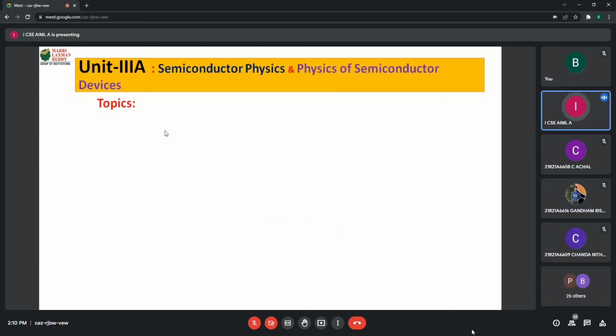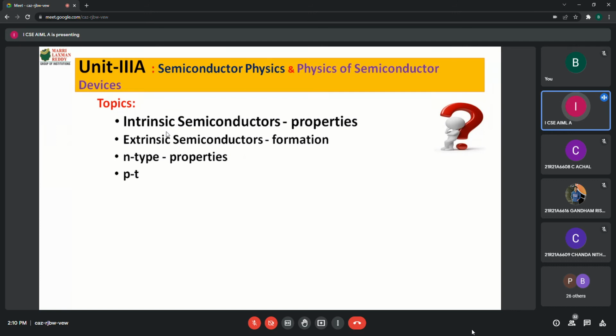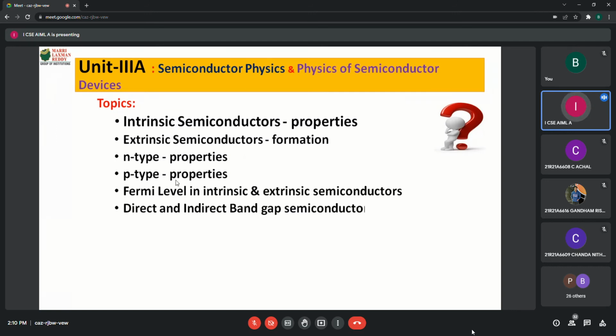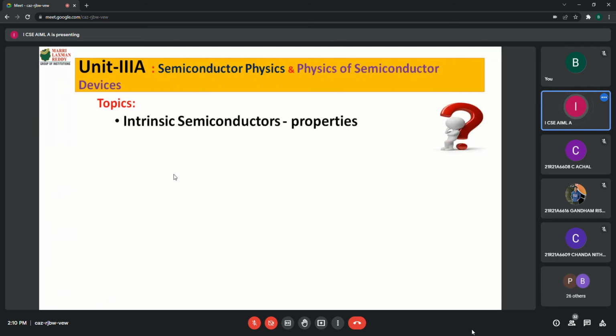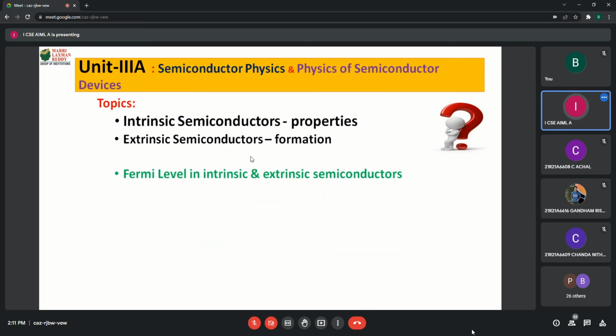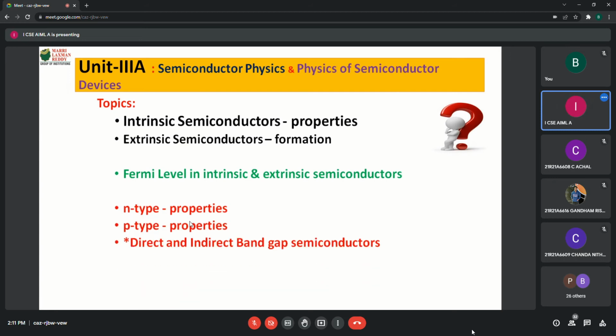Now, in Unit 3A, the important questions can be expected from these topics: intrinsic properties, extrinsic properties, the Fermi level in intrinsic and extrinsic semiconductors, N-type properties, P-type properties, the direct and indirect band gap semiconductors, and the Hall effect. These topics can be expected as important questions.